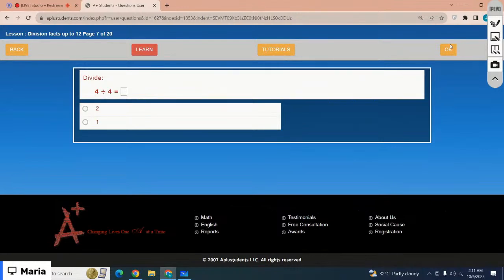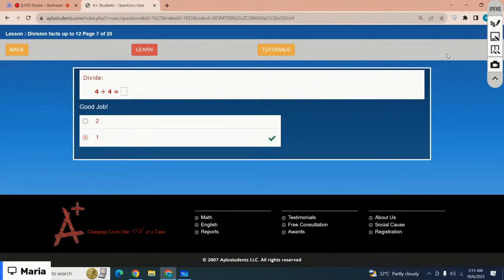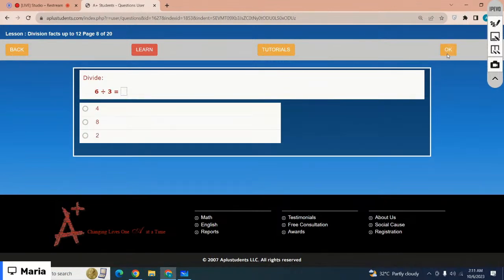4 times what number is 4? 4 times 1 is 4. The correct option is 1. Okay, 6 divided by 3, which is the correct option?